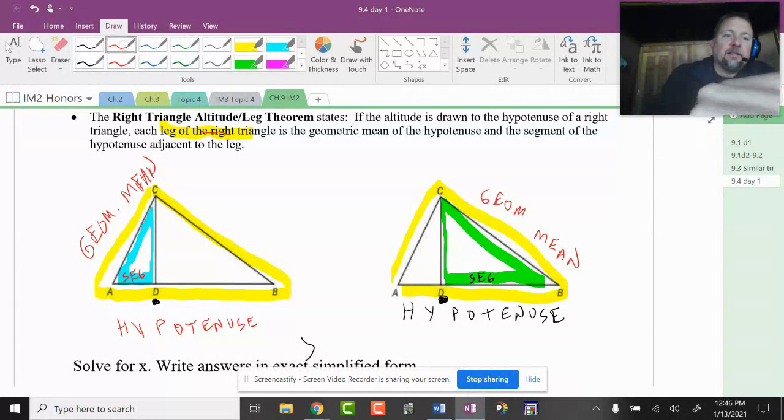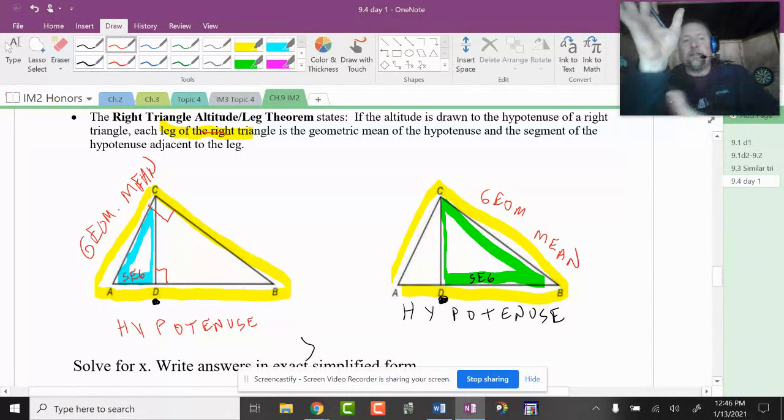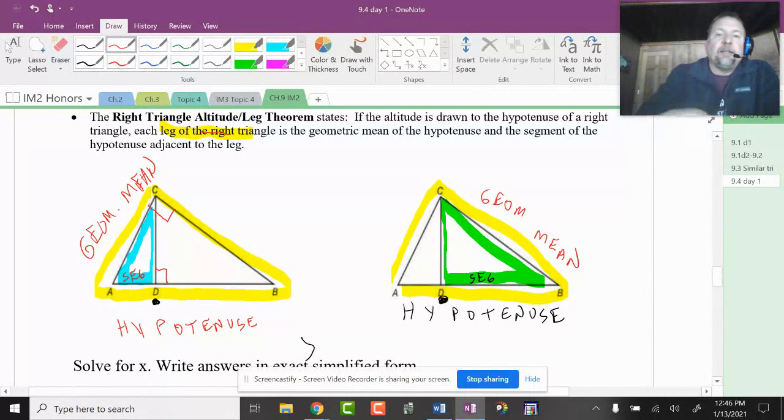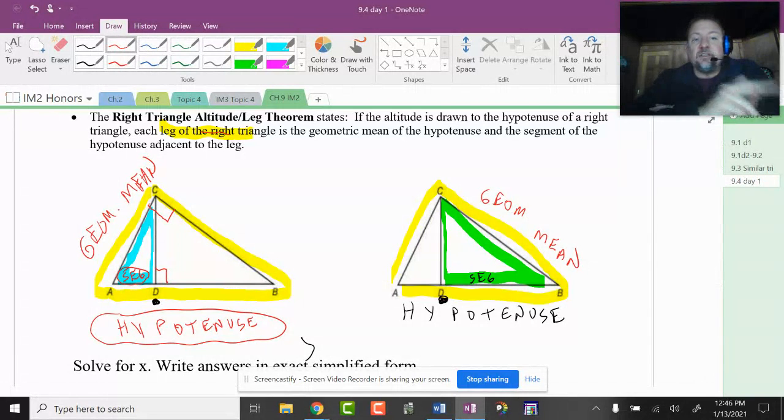Sorry for swearing. Each leg of the right triangle, well, okay, which leg? Well, in this one, it's the leg on the left. This is the leg of the right triangle, the big one. I know we have 2 other right triangles. We're talking about the big right triangle. Is the geometric mean of the hypotenuse and the segment of the hypotenuse that is given in a particular situation. So this is blue to yellow.